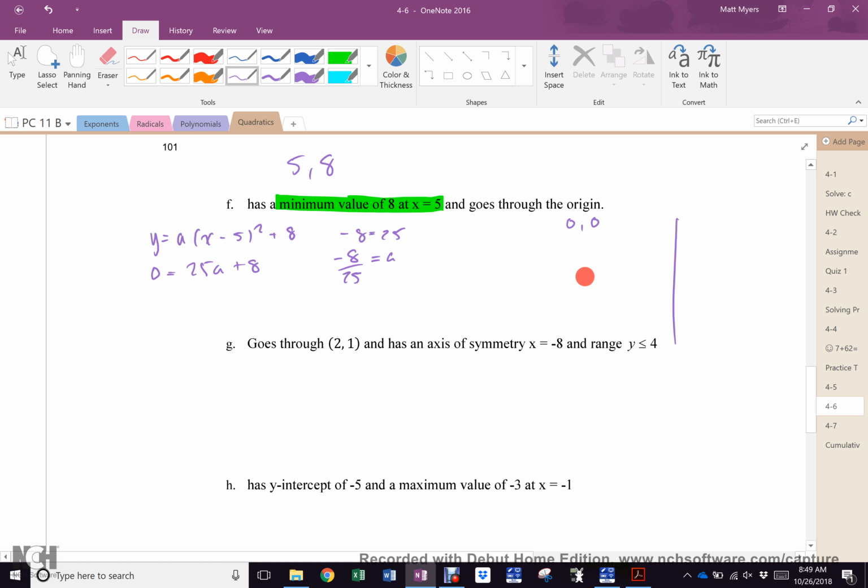We know this graph has to go through 8, has to go through 5, 8, and we know it's a minimum, so it has to go that way, yes? So what's wrong with this drawing? Or what's wrong with this question? It should say maximum, shouldn't it? Or it couldn't go through the origin, could it?